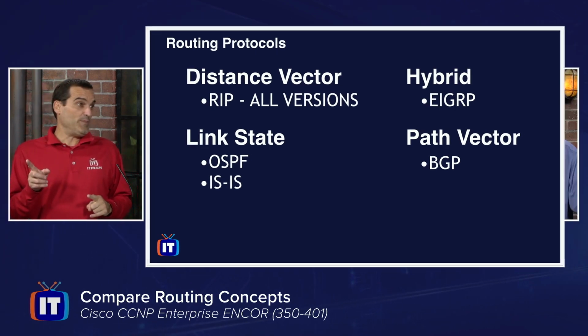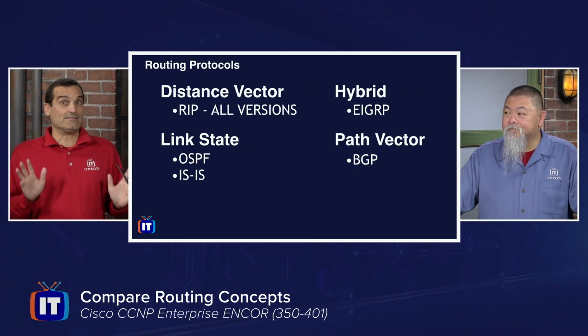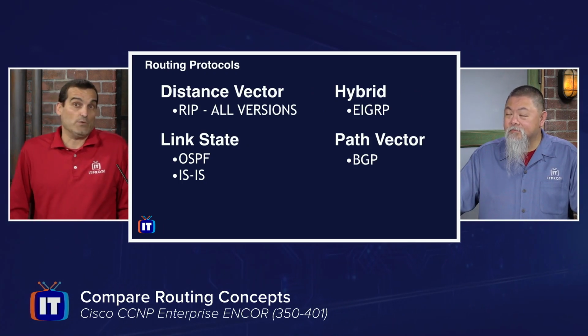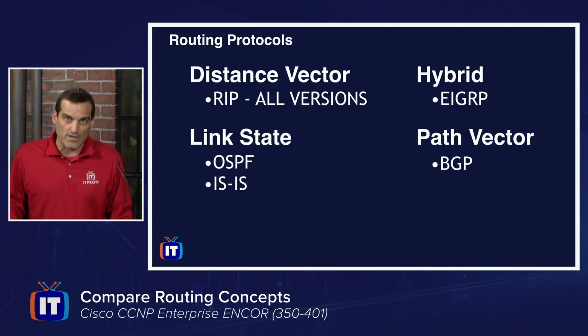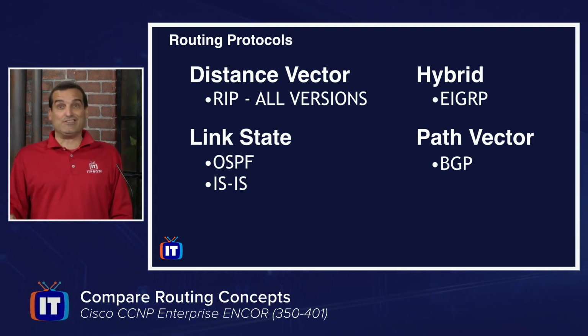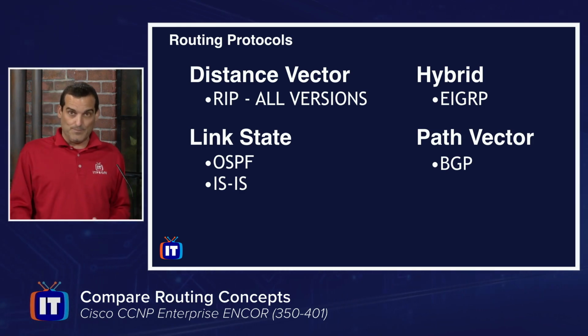And BGP. Have you heard this one? Path vector protocol. That's really what I think it falls best under. You'll see a lot of people try to pigeonhole that one into either link state or distance vector. It really doesn't fit. It's its own unique animal.